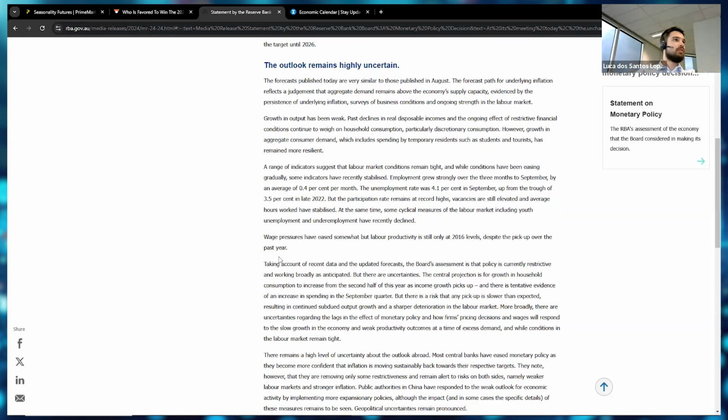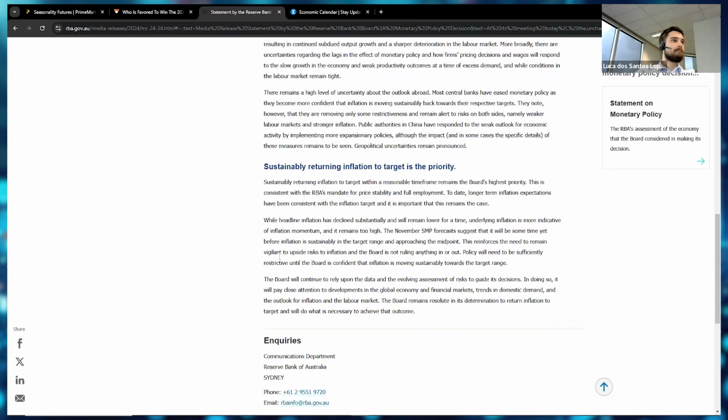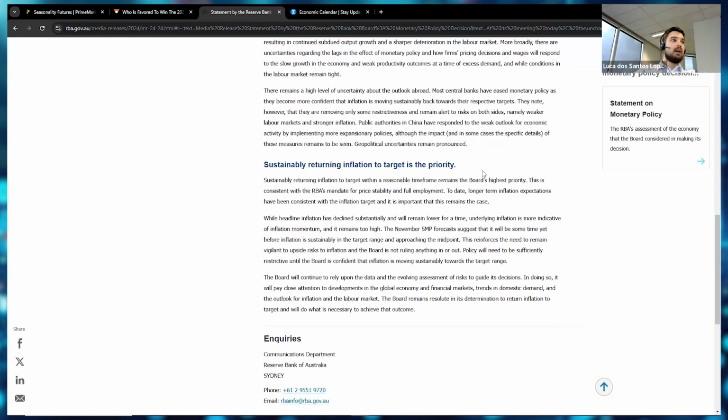We don't need to read all of this. I've just mentioned it for you. Now, sustainably returning inflation to target is the priority. Sustainably returning inflation to target within a reasonable time frame remains the board's highest priority. This is consistent with the RBA's mandate for price stability and full employment. To date, longer-term inflation expectations have been consistent with the inflation target, and it's important that this remains the case.